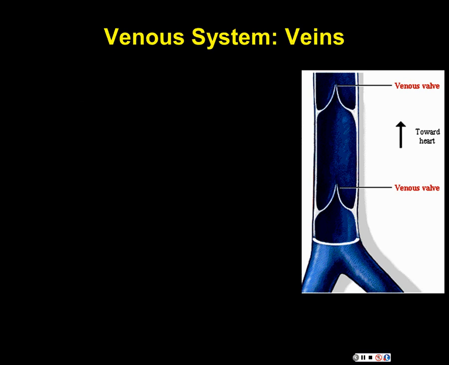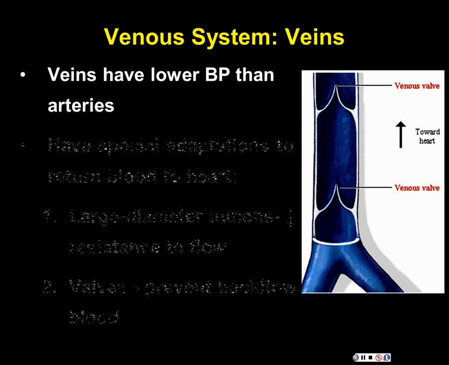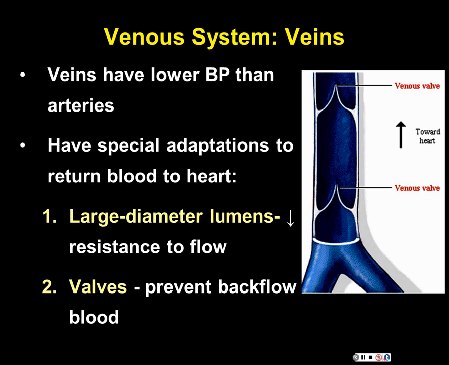The next bit of information is going to be repetitive of what we learned, just trying to reinforce what we studied on Tuesday. We said the blood pressure continues to decline throughout the system, so it's significantly less than in the arteries. We also learned that our veins have large diameters to drop the resistance so that our blood can return back easier. And then we also identified that our veins have valves in them. What is the role of the valve?